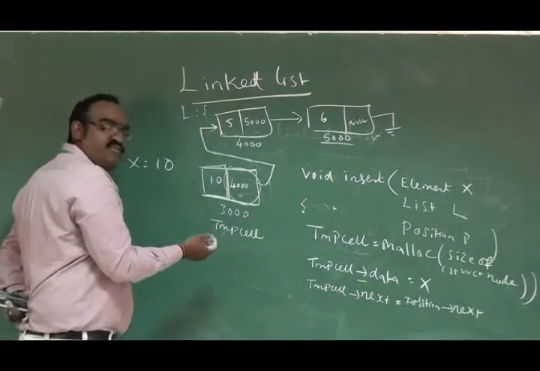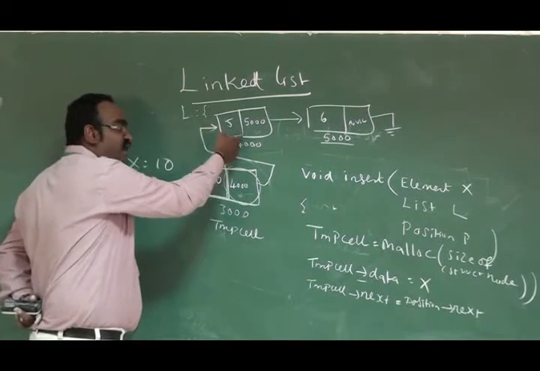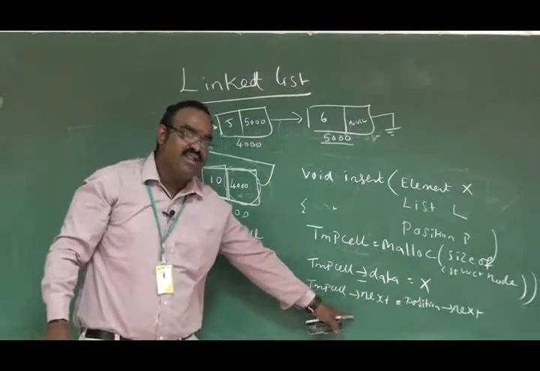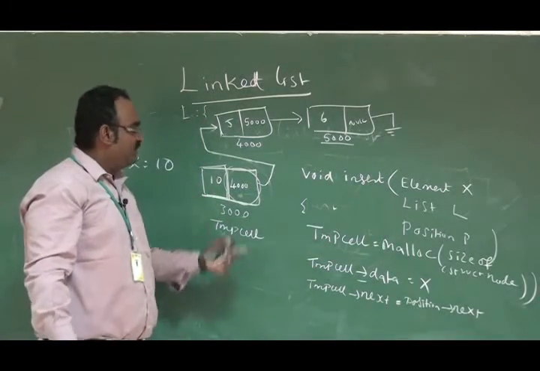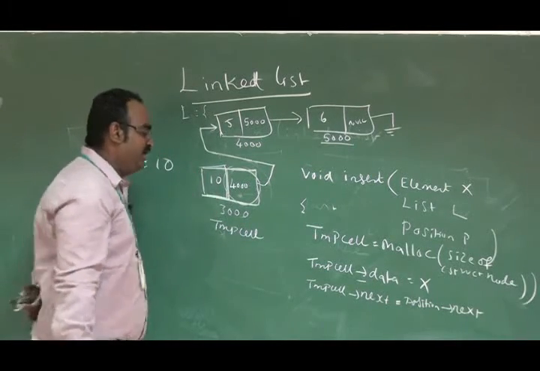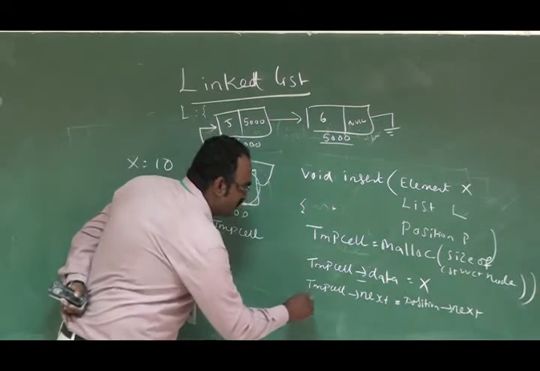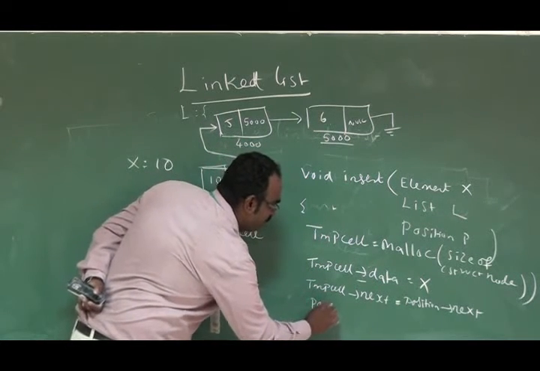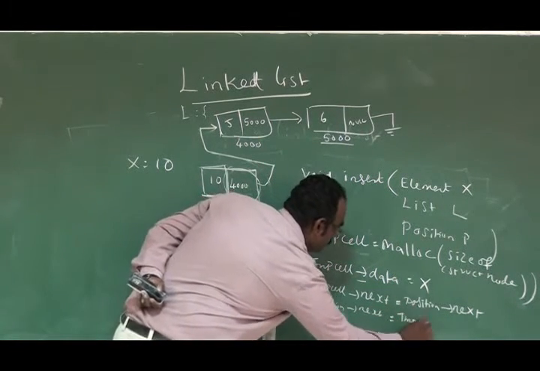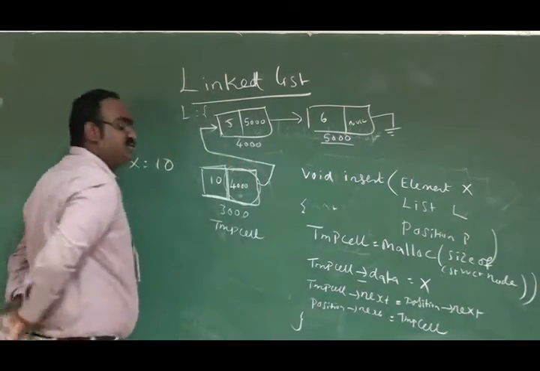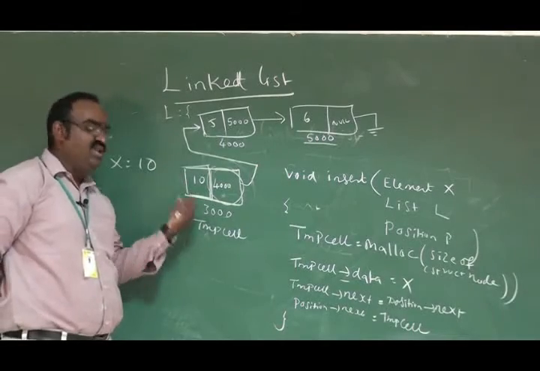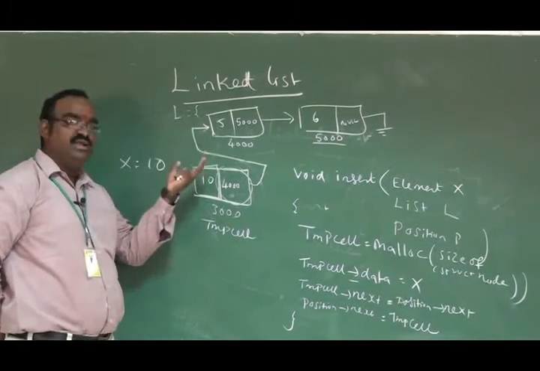So what is the position of next? The initial value is 4000. You have to set the 4000 on the particular node. So temp cell of next is equal to position of next. The pointer value, the memory location stored in 4000, is for the newly created node. So this is a pointer allocation. Now position of next is equal to temp cell. The newly created temp cell is now allocated to position of next. Initially the head is inserted first, and then we insert the value.